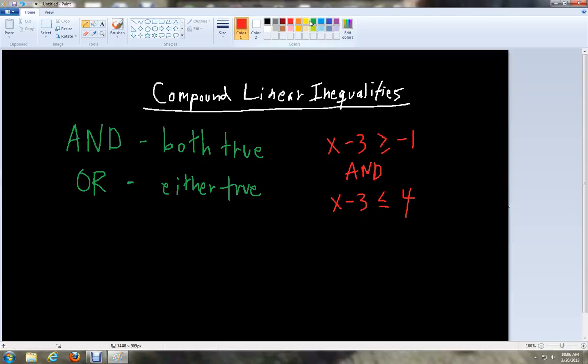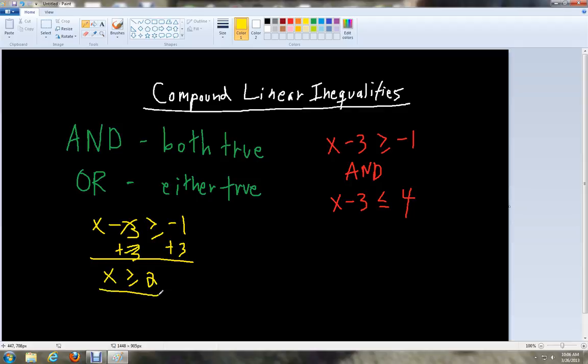So solving over here, we have x minus 3 is greater than or equal to negative 1. So we just add 3 to both sides. Those will cancel, and then we have x is greater than or equal to negative 1 plus 3, which is 2. So x is greater than or equal to 2. We'll save this part of the answer, and then we'll work out the second inequality.